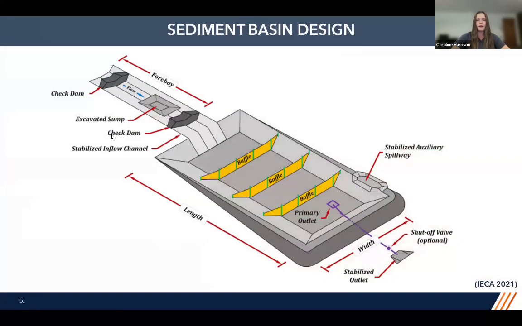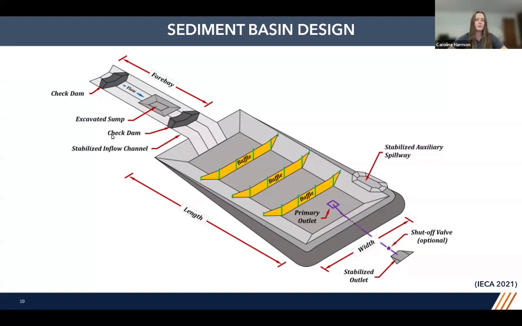So this is a diagram of a sediment basin provided by IECA. To give you a quick rundown, we have our forebay, which is our localized area that's used for removing those heavier soil particles. Additional practices such as check dams or excavated sumps can also be used to help slow those flow velocities going into that sediment basin. We then have our stabilized inflow channel, which is our conveyance channel that can help direct runoff into the basin without causing any further erosion.